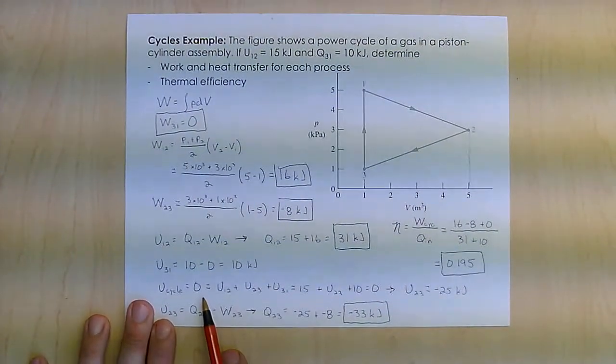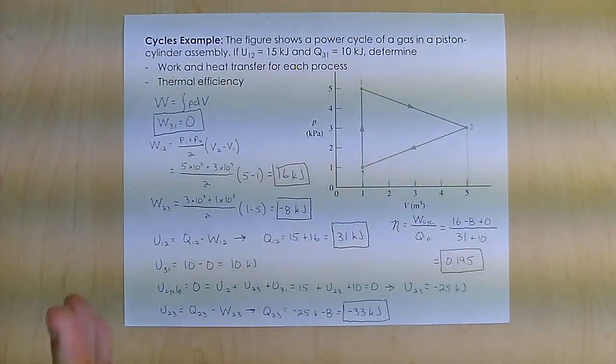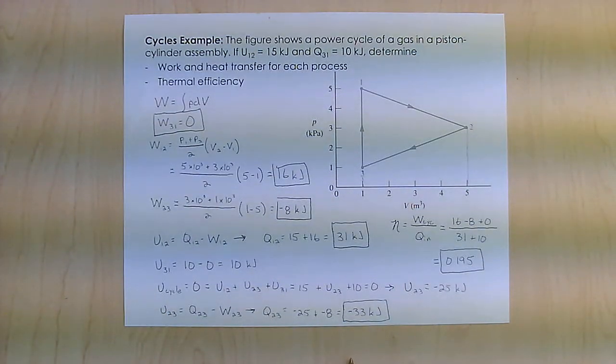So again, we used our definition for work, we used our first law equation, plus the fact that for cycles, the properties start and stop at the same point, in order to solve this problem.